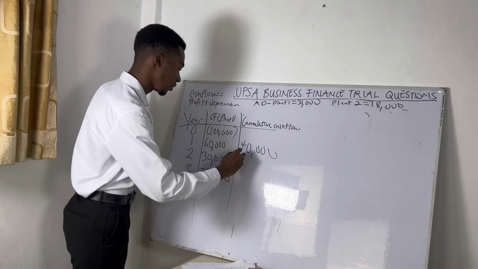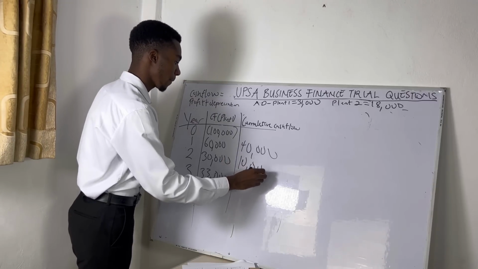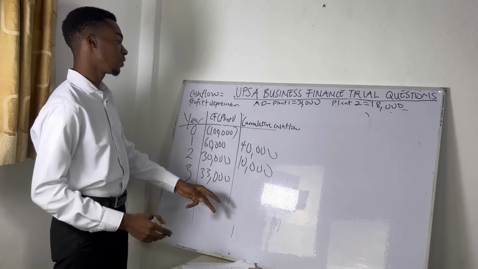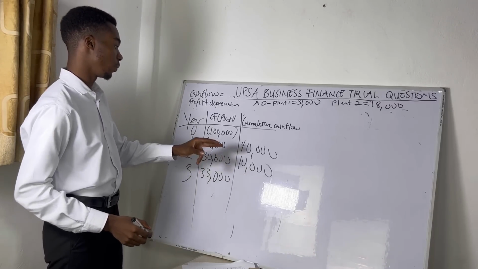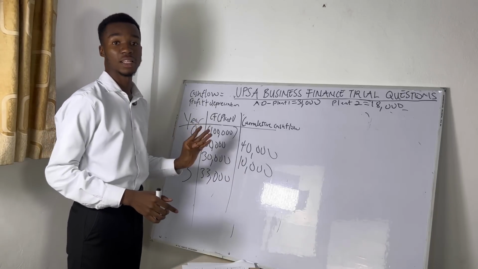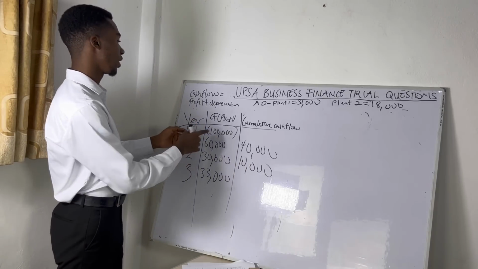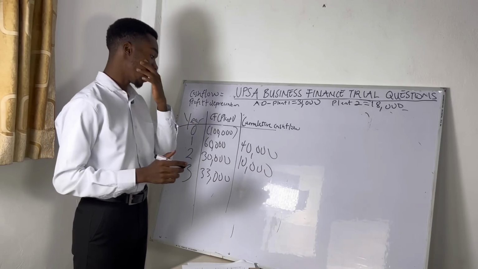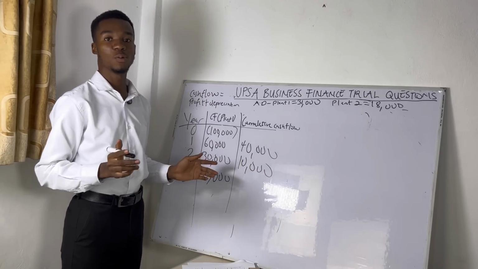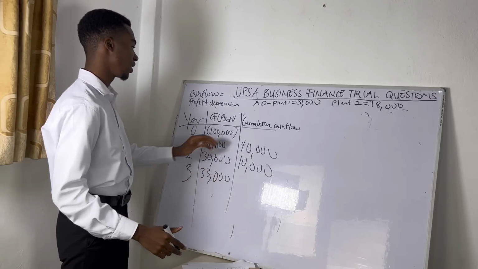Then you're going to get 10,000 cedis in year two, so you're left with 10,000 cedis to get it to pay. Because year one, we got 60,000 cedis. Year two, we got 30,000 cedis, which is 90,000 cedis. And we invested 100,000 cedis. So we are just left with 10,000 cedis. But for year three, we got 33,000 cedis, which is way more than what we need. We only needed 10,000 cedis to get 100,000 cedis.